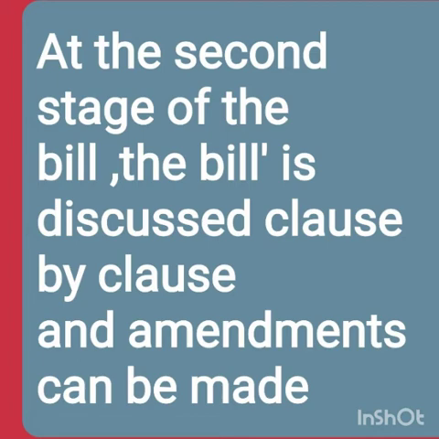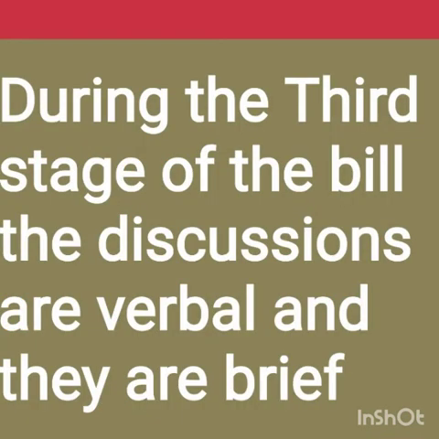After the bill has been thoroughly discussed and the required changes have been made during the second stage, the bill will then move on to the third stage, which is also known as the third reading of the bill. In the third stage of the bill, the discussions and the amendments are verbal and they are brief. Brief means they are very short.